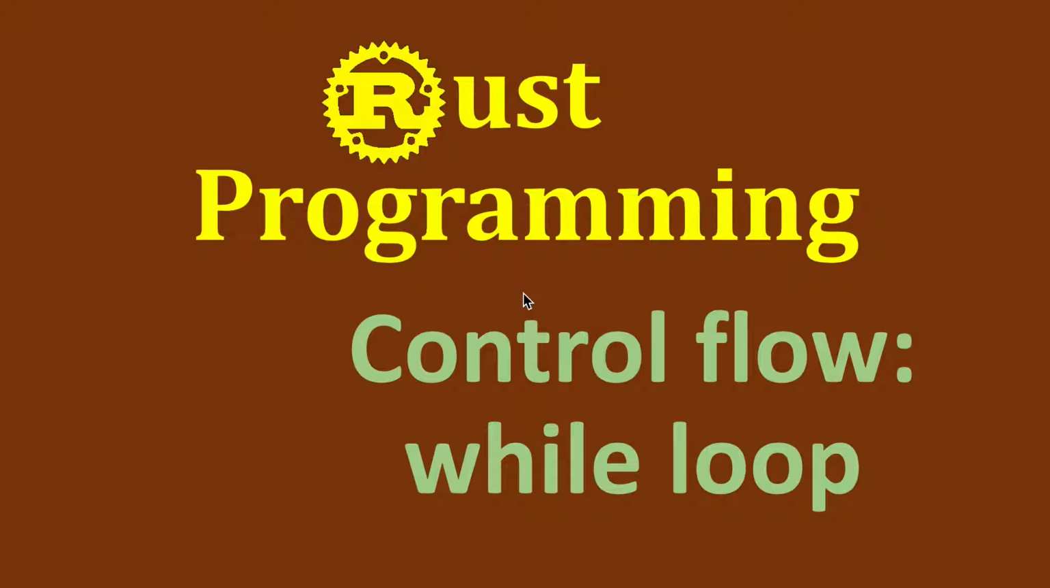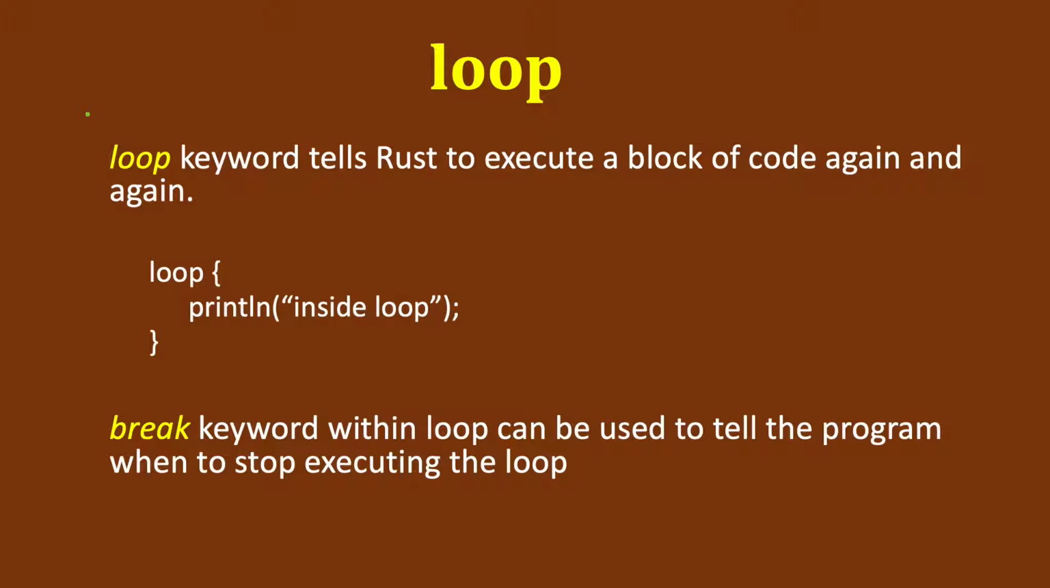Loops are very useful control flow constructs which enable us to do certain tasks again and again depending on certain conditions. So loop is a keyword in Rust, and using this we can execute certain tasks again and again. So if we write loop and then this print statement, here there is no condition. So this is an unconditional loop and it will go on printing inside loop until we manually terminate the program. So this does not look very good because it will keep on looping infinitely.